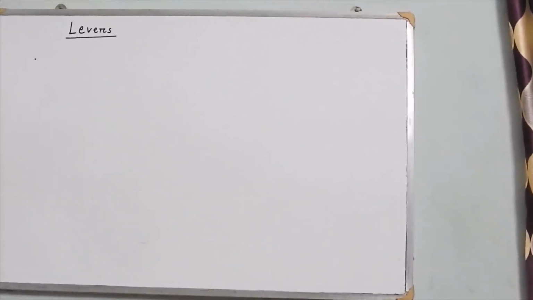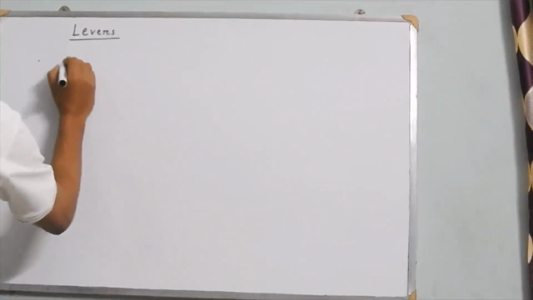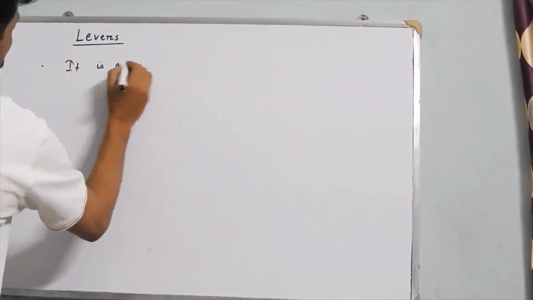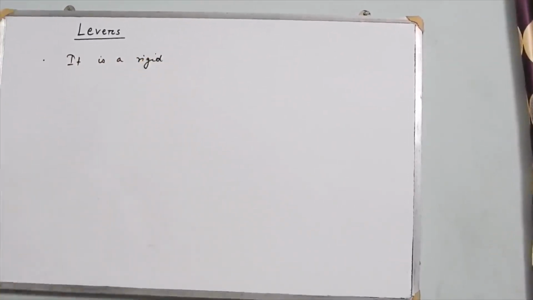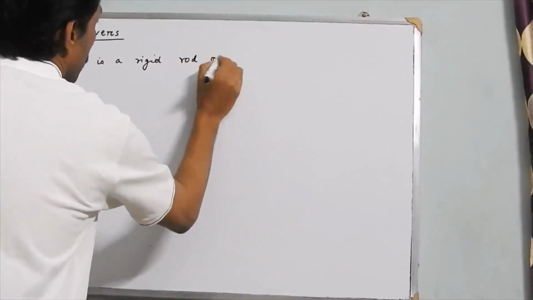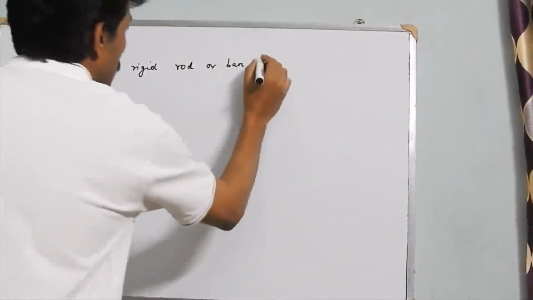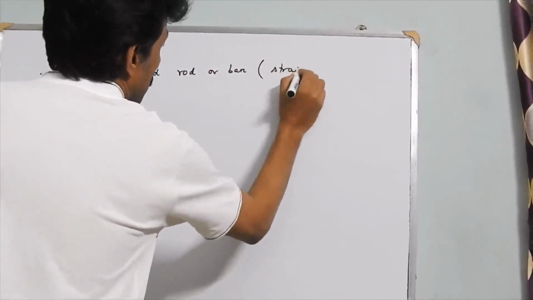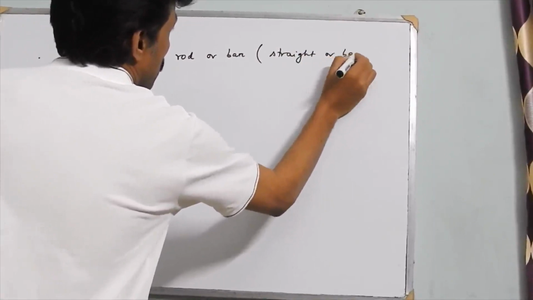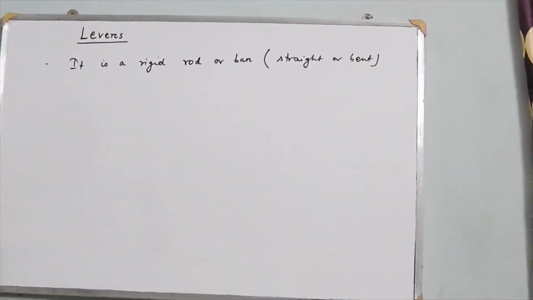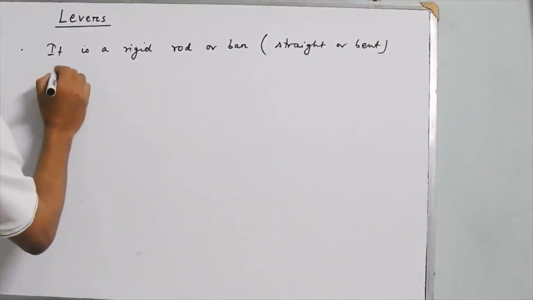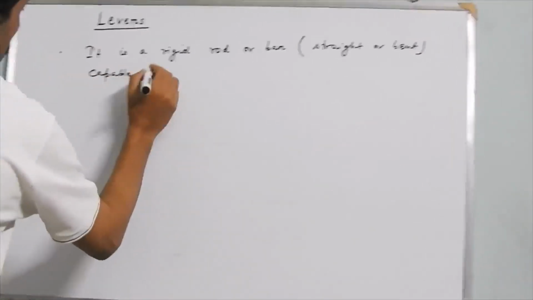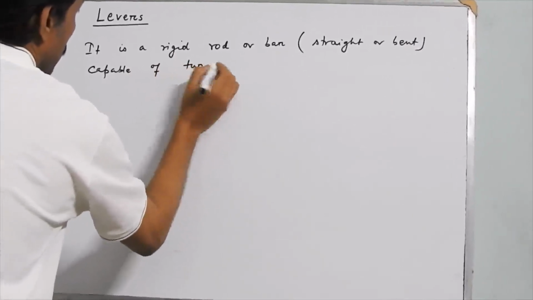So a lever is basically a straight rod or a bent rod or a bar that is capable of rotation about a fixed axis. So you can say that a lever is a rigid rod or bar that is either straight or it is bent, but it is capable of rotation about a fixed axis. Capable of turning or rotating about an axis.